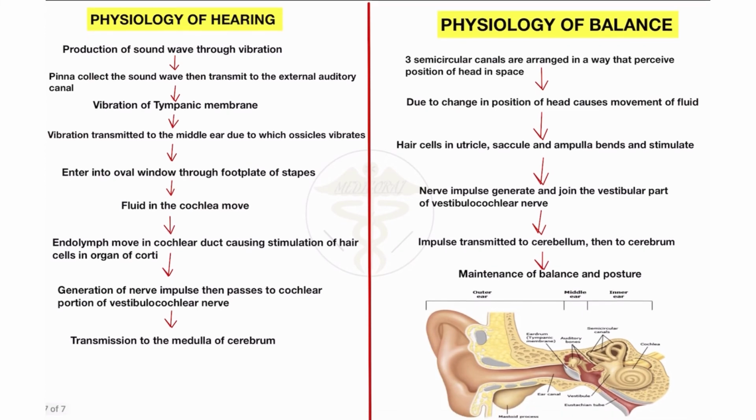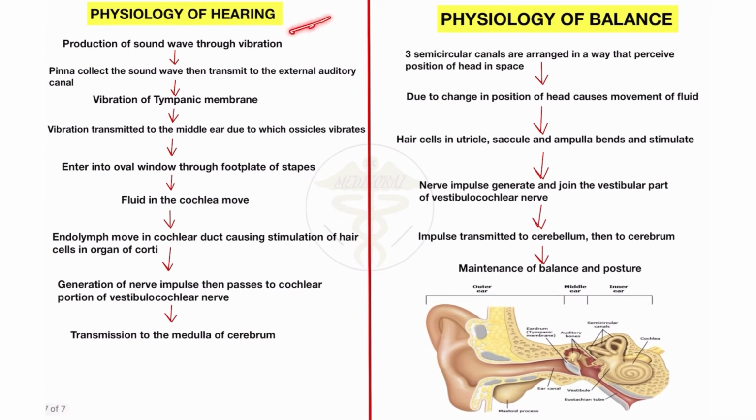So first of all, the physiology of hearing. First is the production of sound. Here you will see the production of sound from the source, then production of sound waves through vibration. Any vibration produces sound, then the pinna collects the sound. I already said in the previous video that the pinna helps collect sound from different areas. The pinna collects the sound waves, then transmits them to the external auditory canal, or external auditory meatus, through which the sound waves are transmitted.